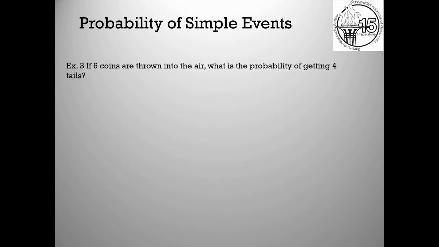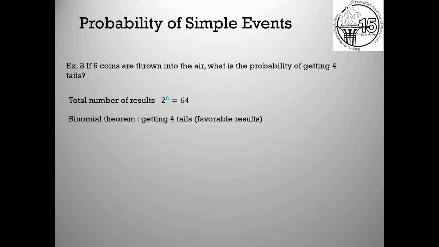Let's solve the following sample. If 6 coins are thrown into the air, what is the probability of getting 4 tails? First, we are going to calculate all the possible results. In this case, we will use the binomial theorem. That will be 2 raised to the power of 6, which equals 64. Now all the favorable results. Also, we are going to use the binomial theorem, getting 4 tails.